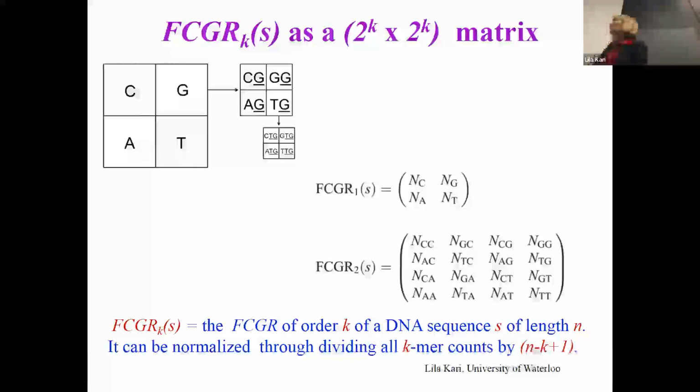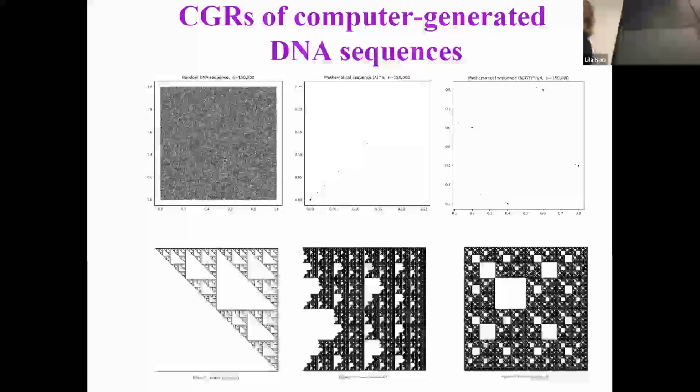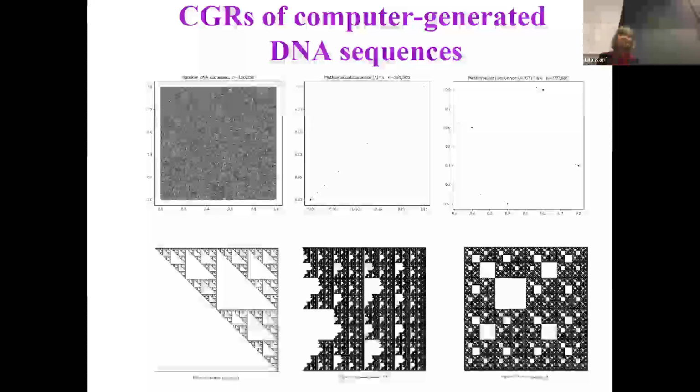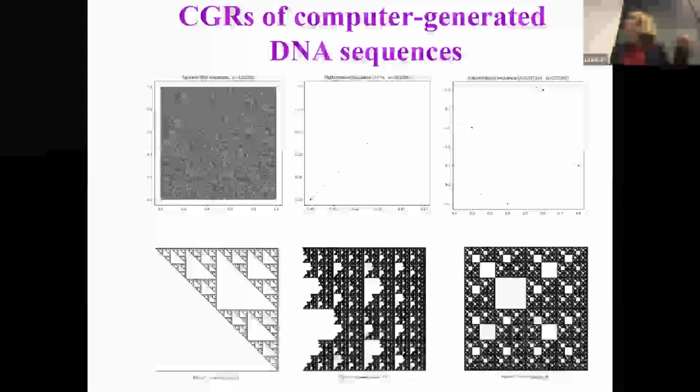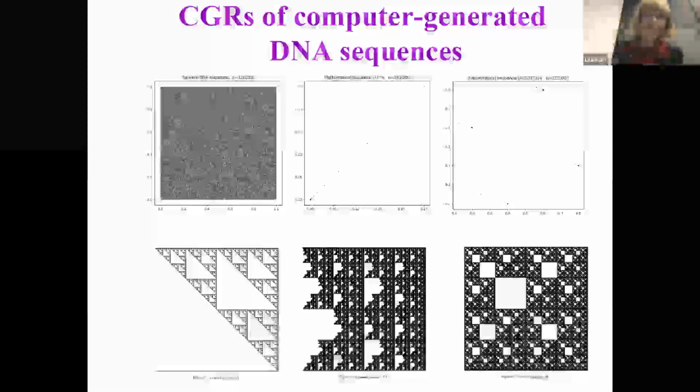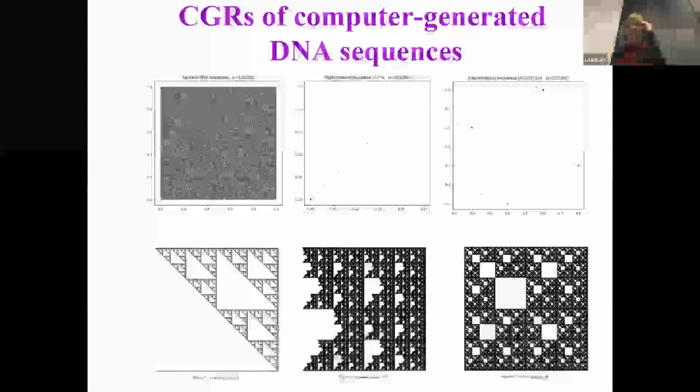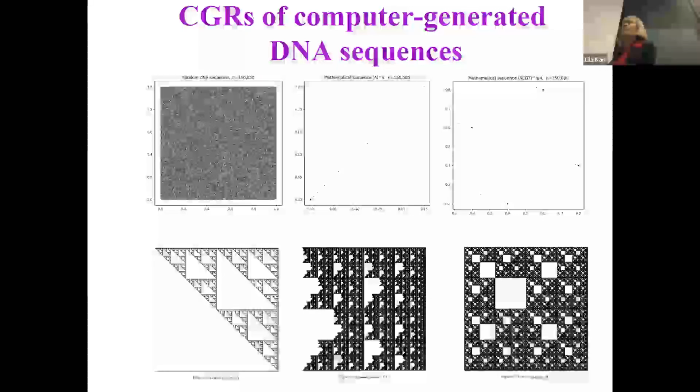If you want to normalize, because you want to plot different sequences of different lengths, you can normalize by length so that you can compare short sequences with long sequences. Okay, let me give you some examples. These are some CGRs of computer-generated sequences. If I remember correctly, all of them are representations of sequences of length 150,000.